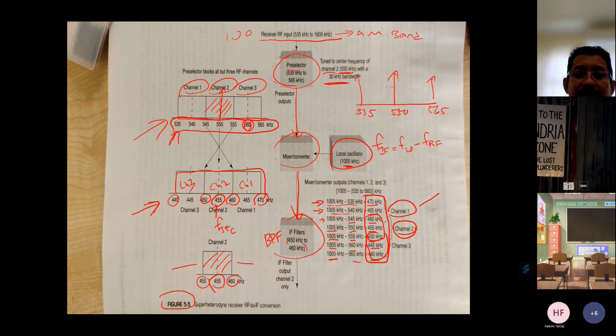Nampak. So after IF section, barulah saya dapat satu channel sahaja. Inilah yang saya nak dengar. Saya tak nak dengar channel 1. I don't want to listen to channel 3. I want to listen to channel 2 only.